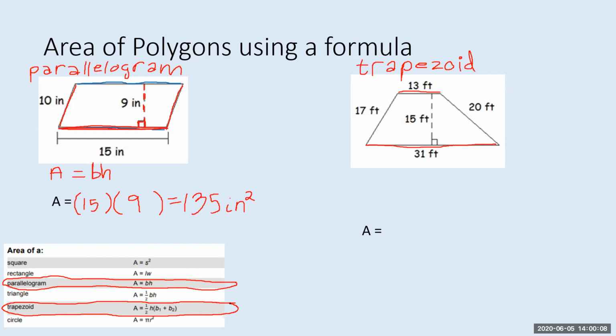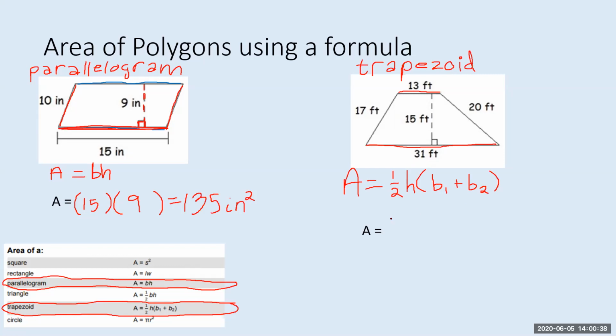This one's got a little bit more to it. So it says A equals 1/2 times the height times the sum of the two bases. So B1 plus B2. That's just telling us there are two bases that we need to look for.